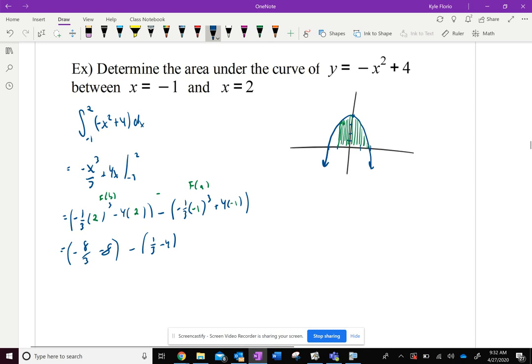Let's see. So that's going to end up being 12 minus 3, I guess. I'm just looking at my answer key now, which is 9. What am I missing here? That's a plus. Okay. That should be a plus. That should be a plus. So let's see. 8 is the same thing. So that's 24/3 minus 8/3.